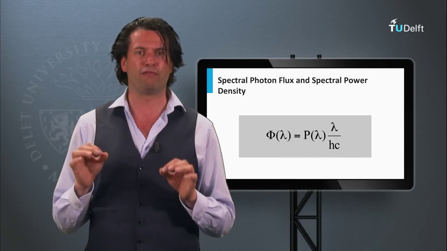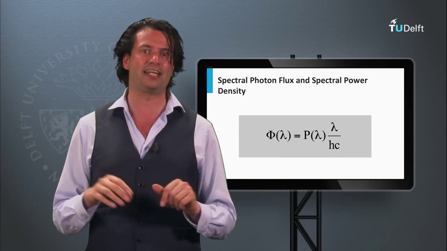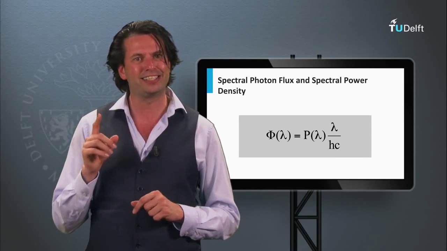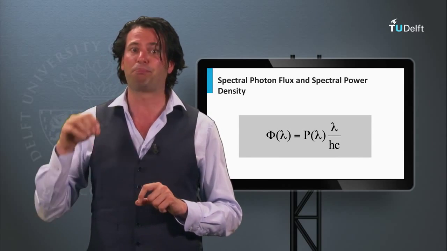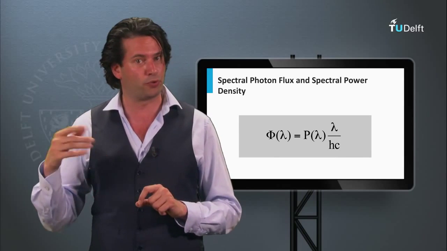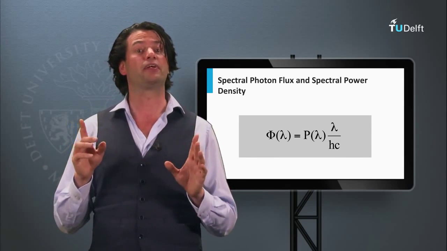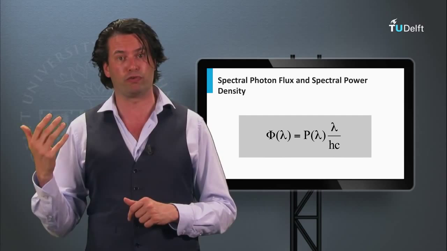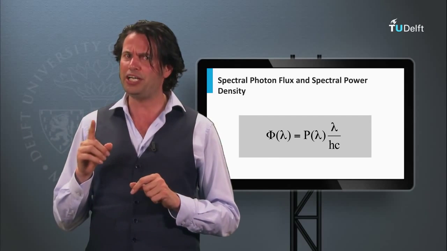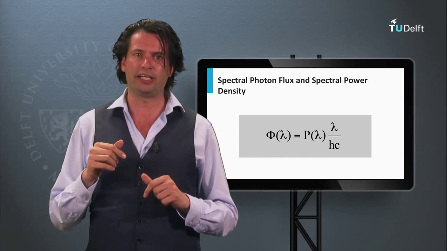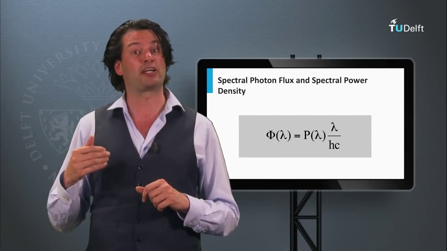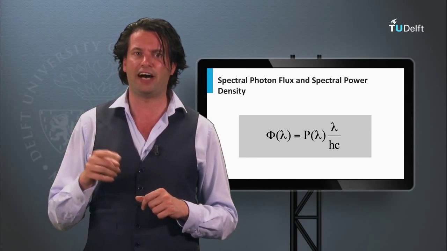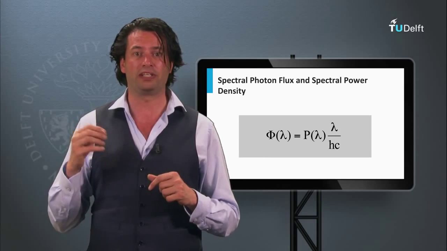Similar to irradiance, the photon flux does not contain any spectral information. For that, we define the spectral photon flux, which is the amount of photons per unit area, per time, per wavelength range. What is the relation between the spectral power density and the spectral photon flux? For that, we only need the energy of a photon as shown in this equation. The spectral photon flux at wavelength lambda is the spectral power density at wavelength lambda divided by the energy of a photon with wavelength lambda.